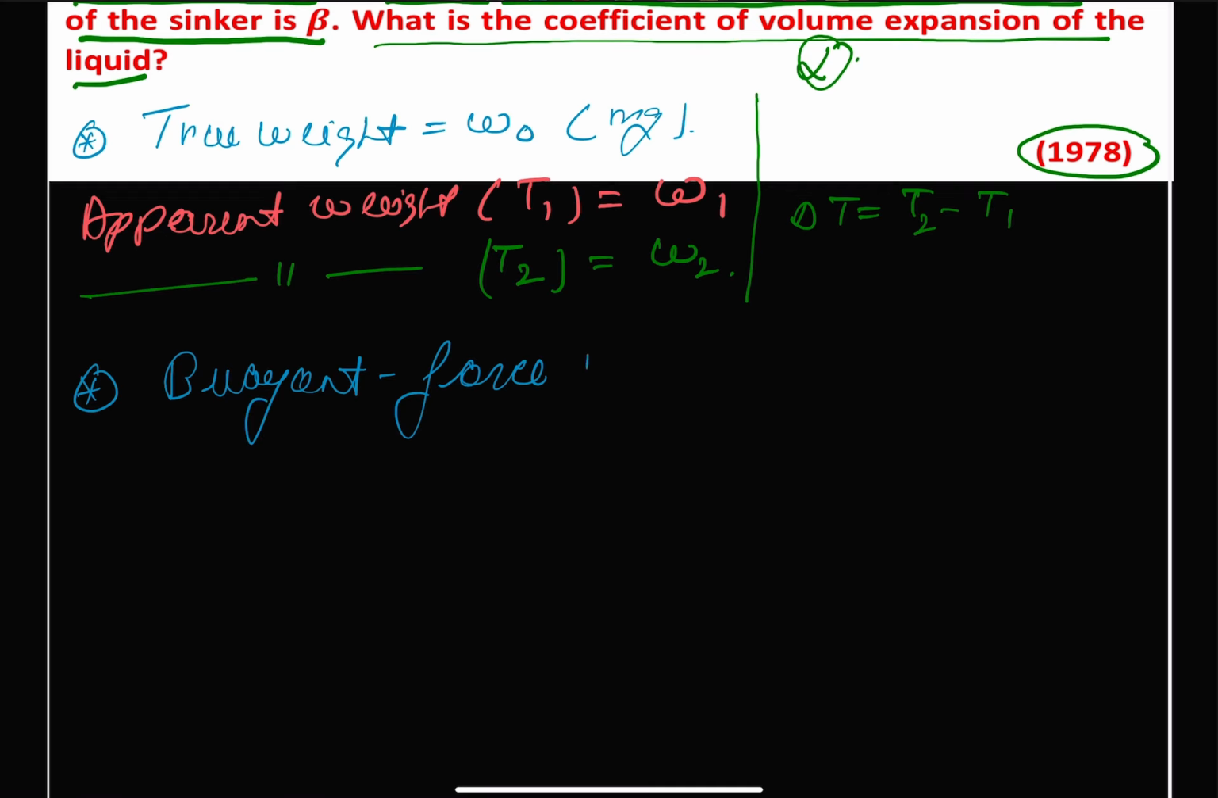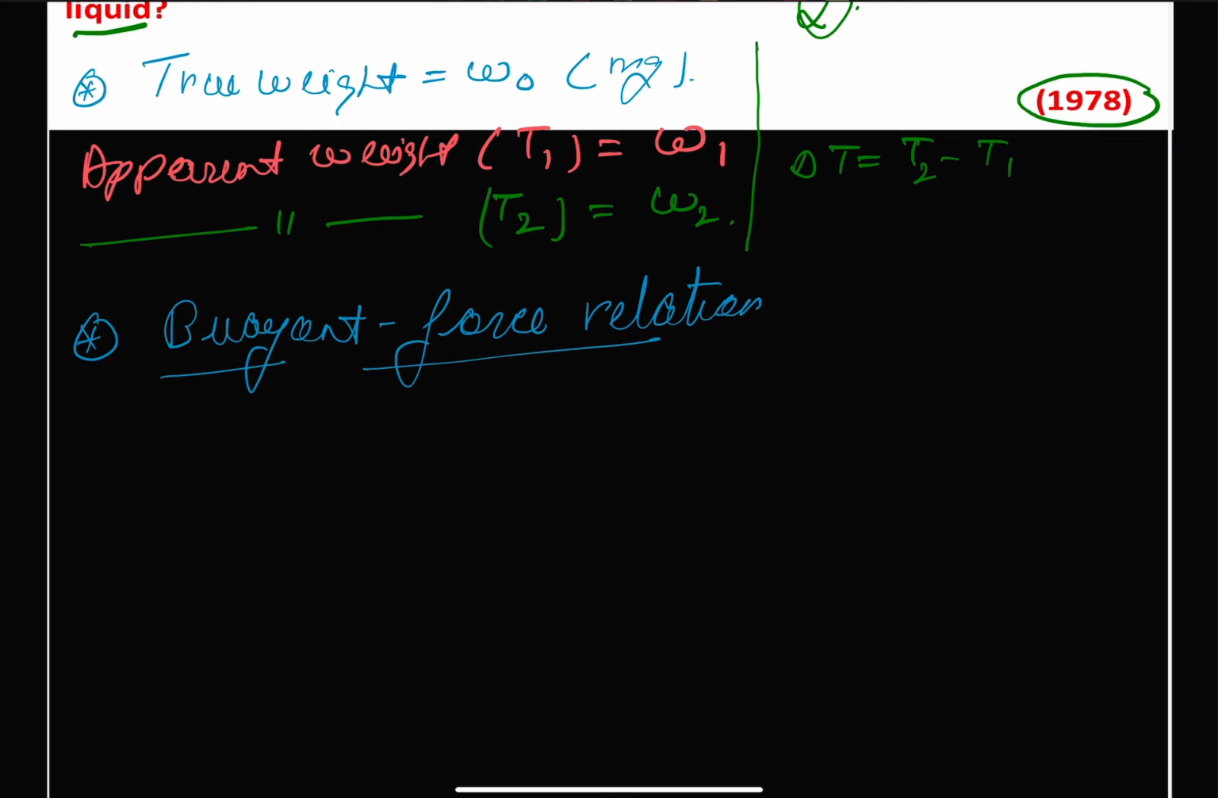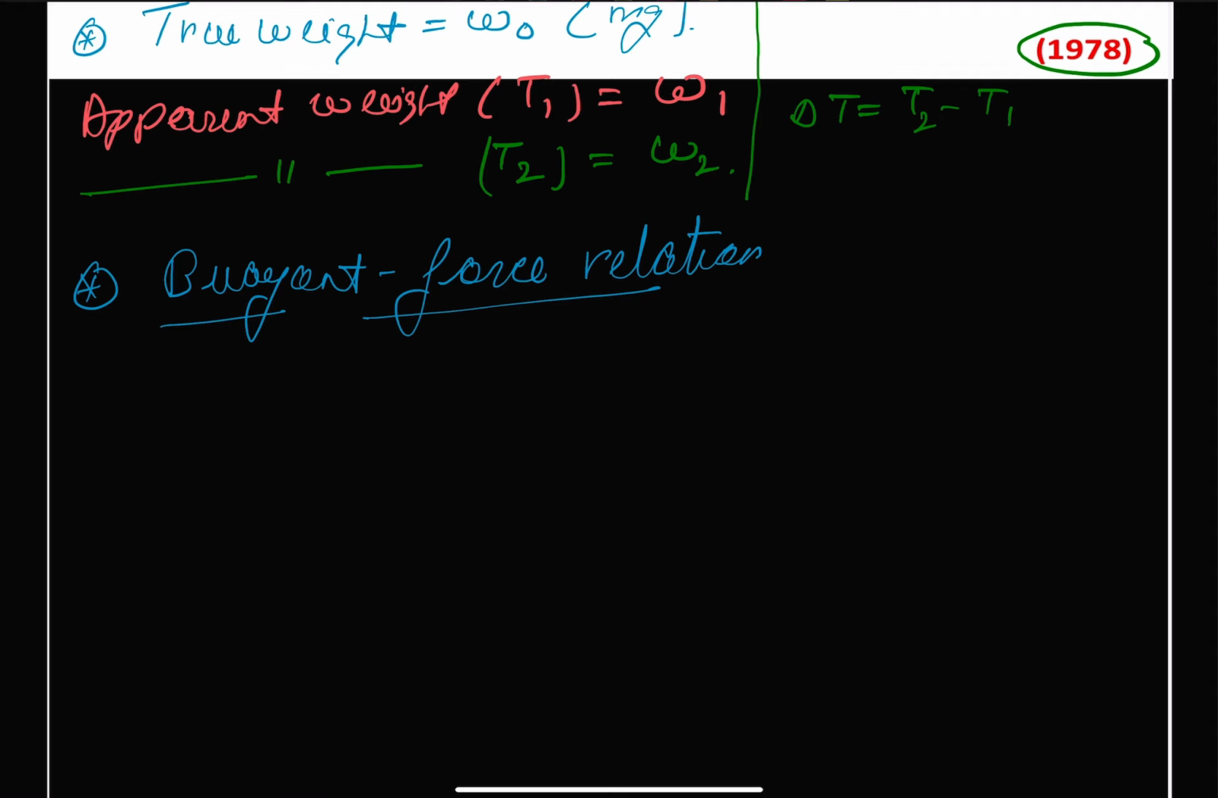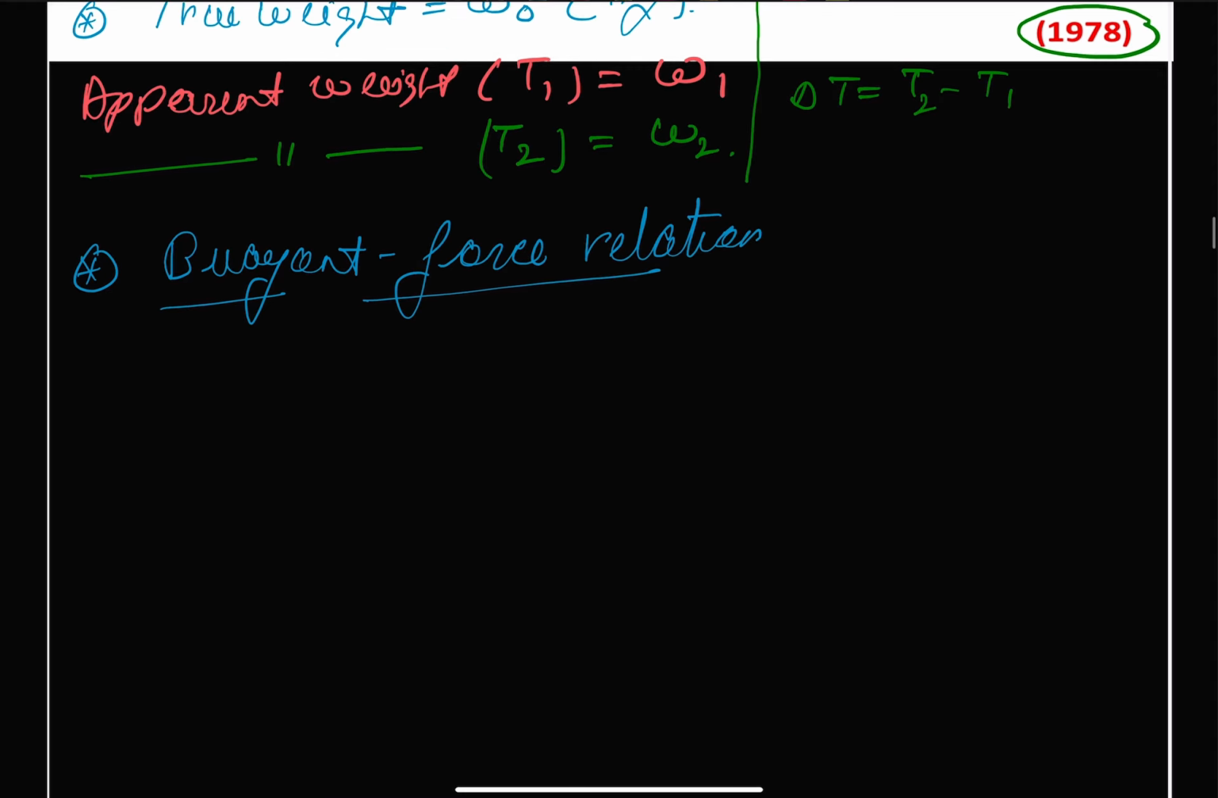Force relation, and we can write that our apparent weight, that is W1, is equal to true weight minus the buoyant force, that is ρ1 V1 multiplied by g. And second, we have another apparent weight, W2, which is equal to W0 minus ρ2 V2 g.